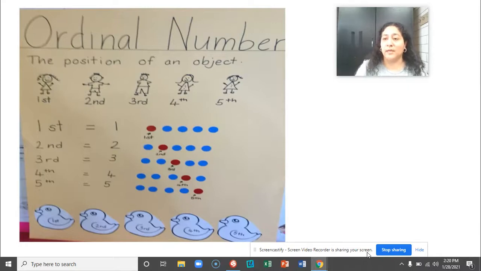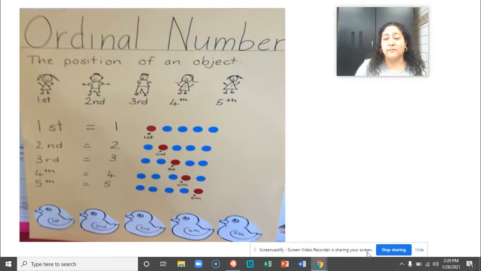A sequence could be what order are they in line, or if you're playing a game, in what order did they win? Who got first place, second place, third place? It could also be used when reading a book so that you can tell somebody what happened first in the book, what happened second, what happened third, or what happened last. Okay, so that's what we're learning about today, ordinal numbers.